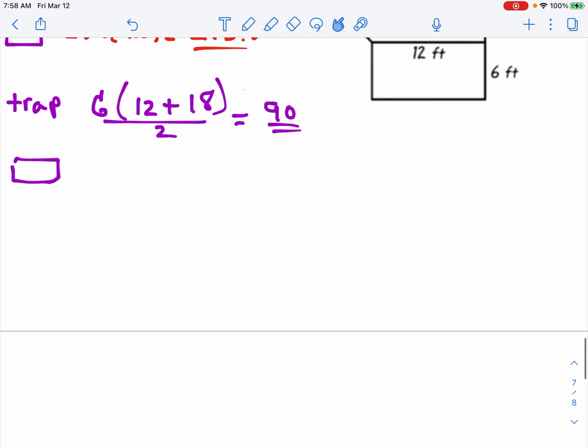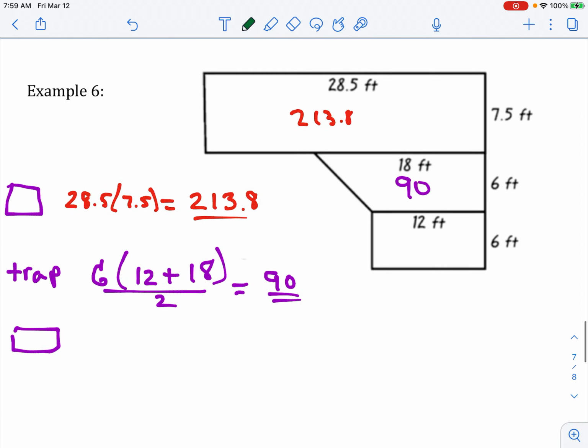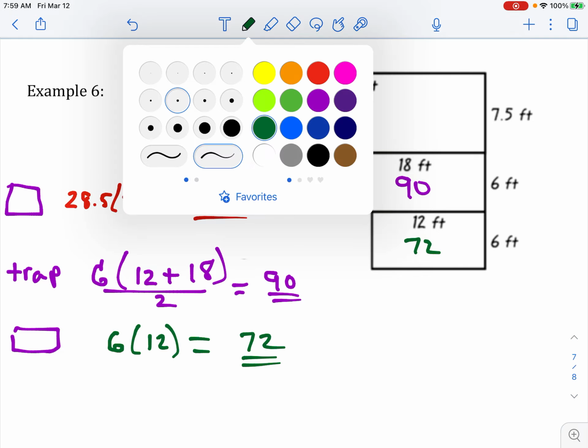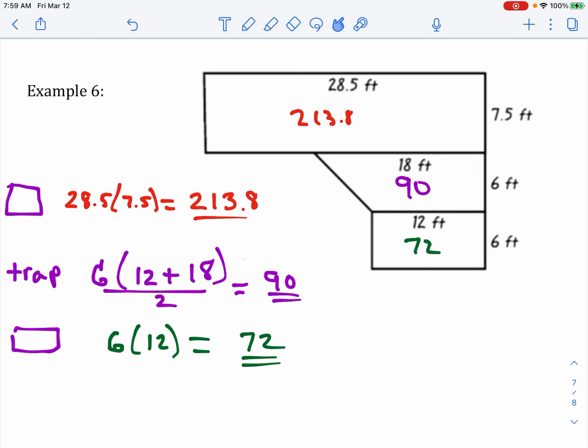All right, I'm going to do my last one. I'll do that one in green. Well, let's go ahead and find the area of the rectangle. It's got a base of 12 and a height of 6. So base times height, 6 times 12 will tell us 72. Now go back, if that one was 72, I'm going to go back and add up all those areas together to find the whole thing.